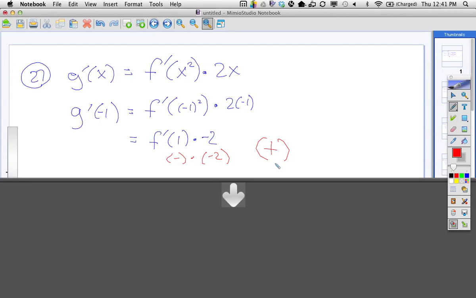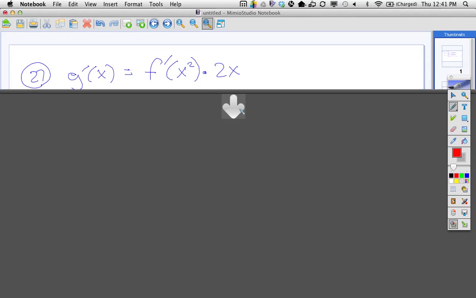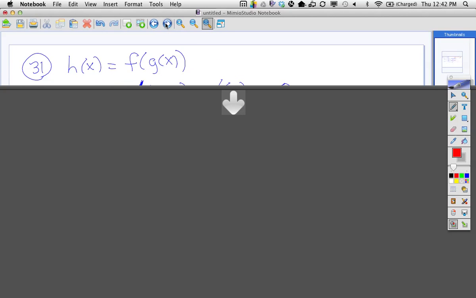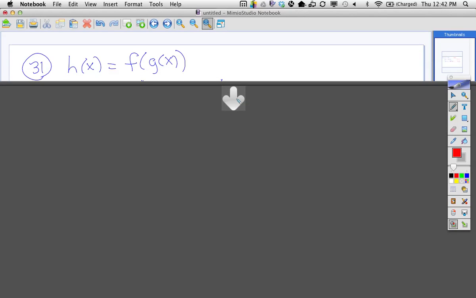So again, we're relating what we're doing back to the chart function. Stuff we could have done in chapter 2. The only problem is we didn't know how to do these derivatives in chapter 2. Now we do. All right, 31. They give you h as this generic function, and they also give you two graphs, an f and a g graph. And they ask for what?